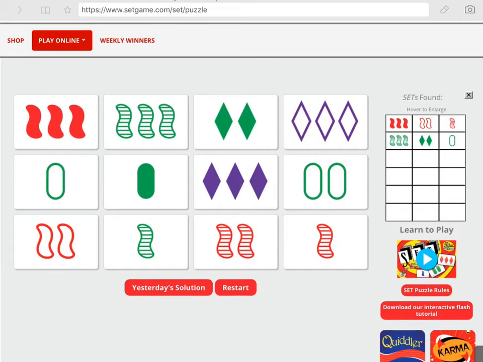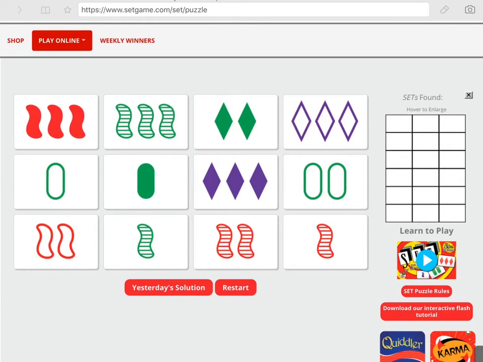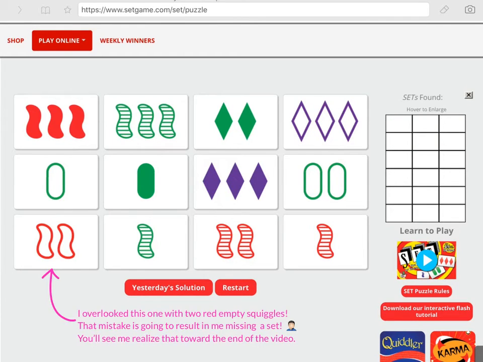And then the last one we've got for the shading is the empty, unfilled ones, and that's just these right here. We can already see that there's only 3 of them and it's not a set. So we know the remaining sets have to have different colors, different numbers, and different shading. And now we've got to check the shape.